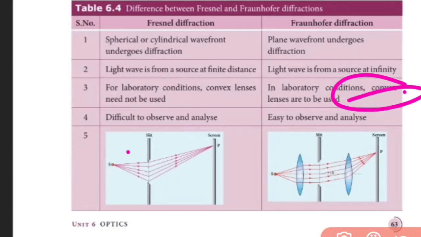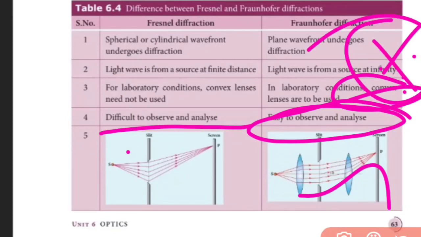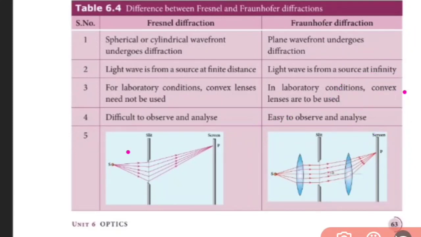Then Fresnel diffraction is very difficult to observe and analyze, and finding the brightness or darkness is very difficult. But Fraunhofer diffraction is very easy to analyze, so for our analysis purposes we will be using Fraunhofer diffraction. Hope you got an idea. This is one of the important 3-mark questions, the difference between Fresnel and Fraunhofer diffraction. Hope you got an idea about these two, and thank you for watching.